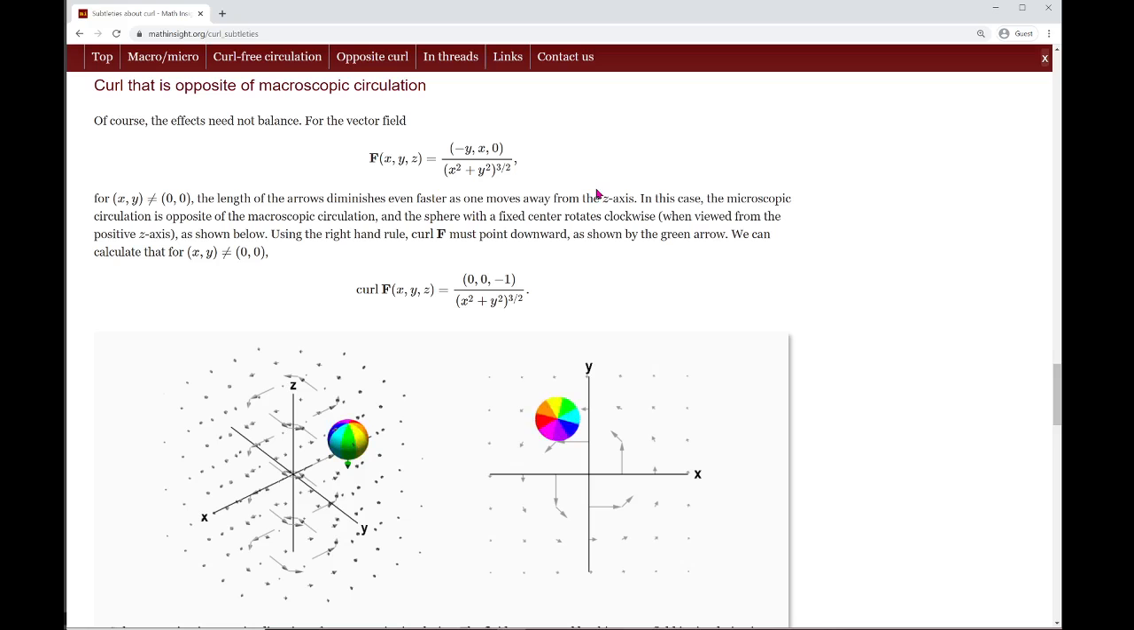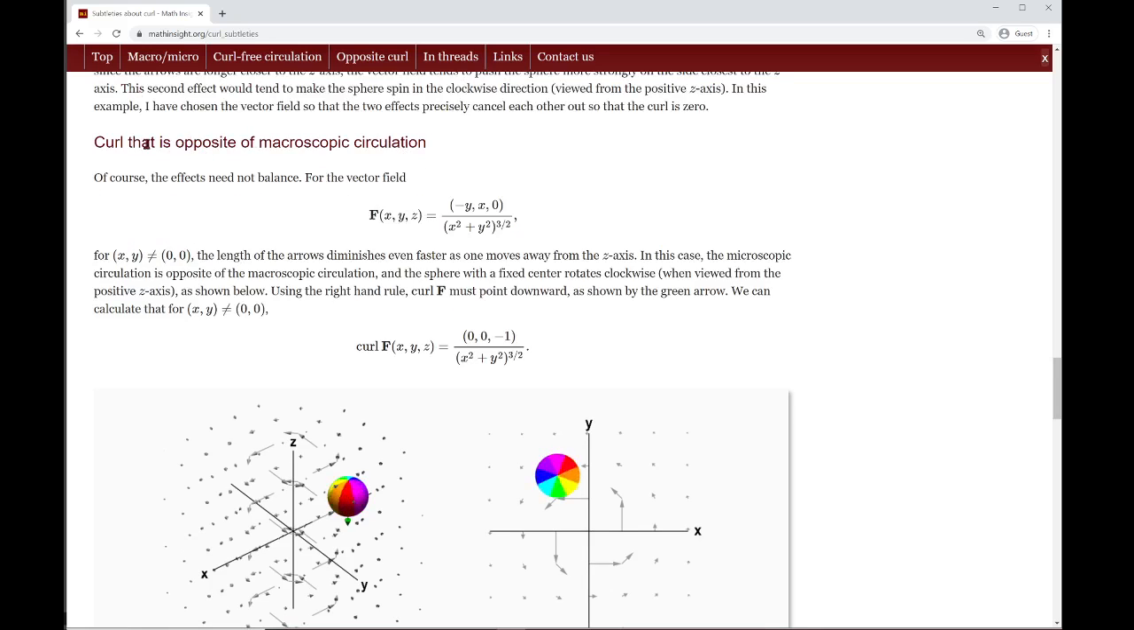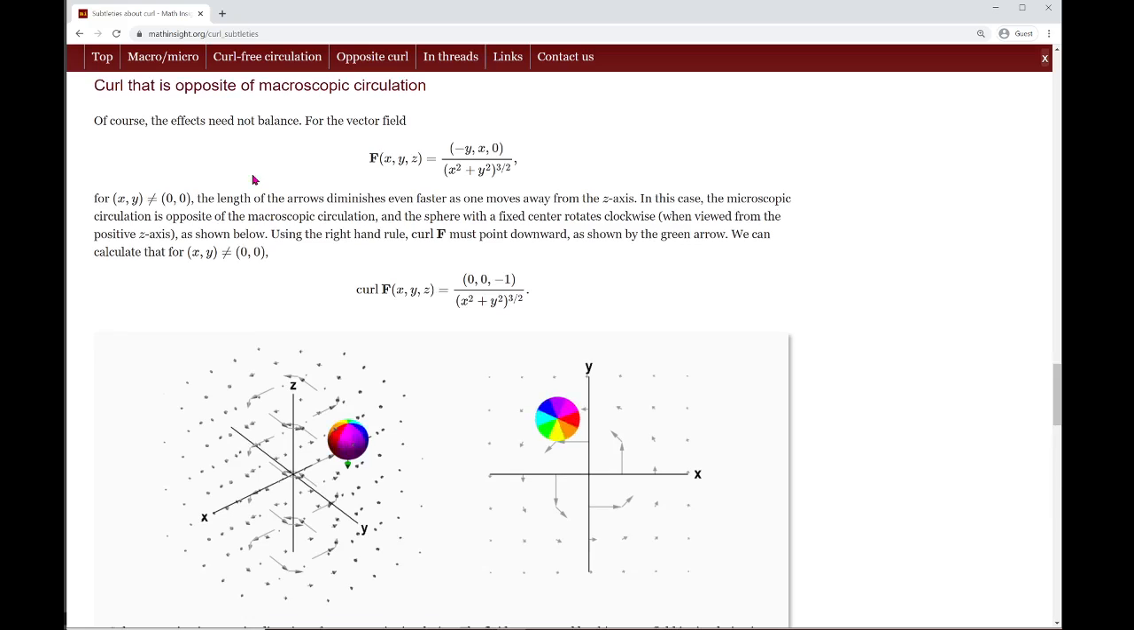Okay, so just quick credit is that this is not my app. I do not know how to make an app that does this, I would really be interested in making this. But mathinsight.org/curl_subtleties. And I scrolled down towards near the bottom of the page. There's a section that says curl that is the opposite of macroscopic circulation.